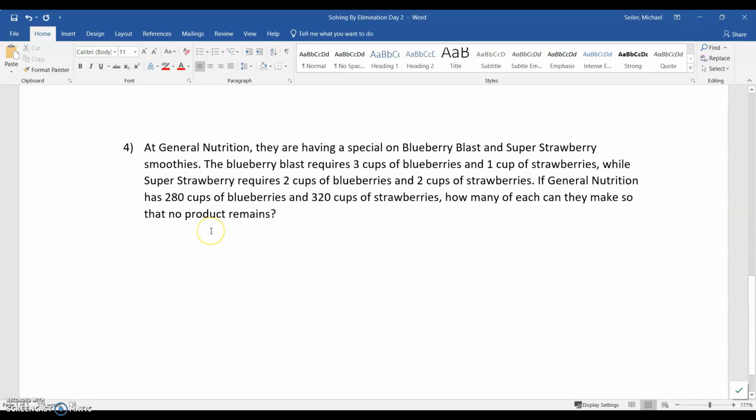Last one we're going to look at General Nutrition, they're having a special on Blueberry Blast and Super Strawberry smoothies. The Blueberry Blast requires 3 cups of blueberries and 1 cup of strawberries, while Super Strawberry requires 2 cups of blueberries and 2 cups of strawberries. General Nutrition has 280 cups of blueberries and 320 cups of strawberries. How many can they use so that no product remains?